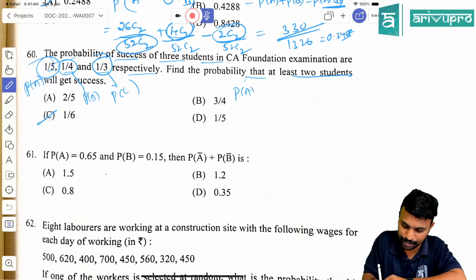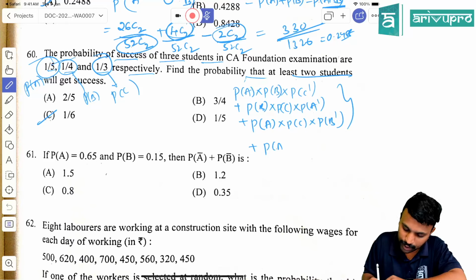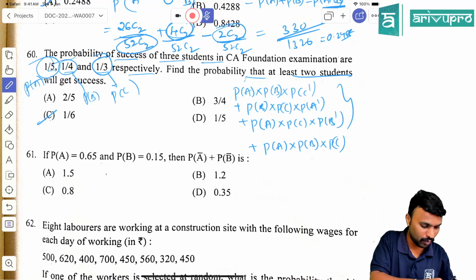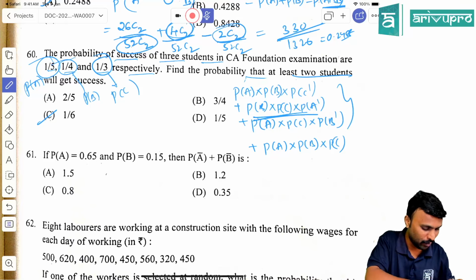2 students passing means P of A, P of B, P of C dash, correct? Plus P of B, P of C, P of A dash, plus P of A, P of C, P of B dash. These two represent 2 students passing, or all the 3 students passing also should be considered. So what to do? P of A is how much? 1 divided by 5 into P of B 1 divided by 4 into P of C dash 2 divided by 3, plus. Next, P of B into P of C, 1 divided by 4 into 1 divided by 3 into P of A dash 4 divided by 5, plus.